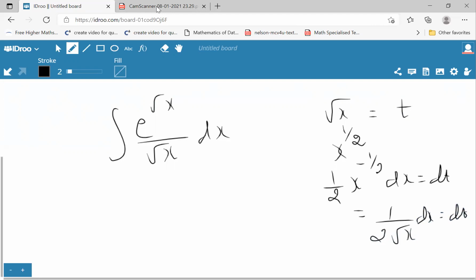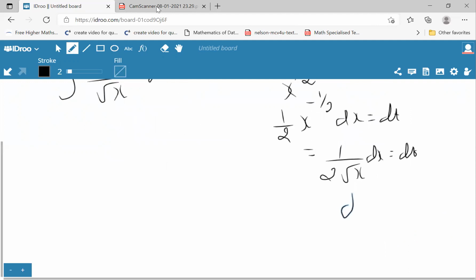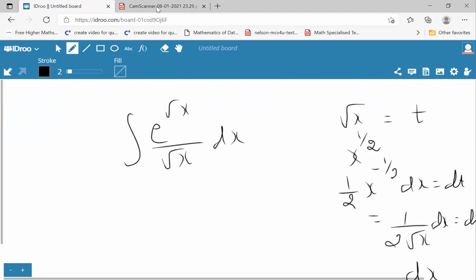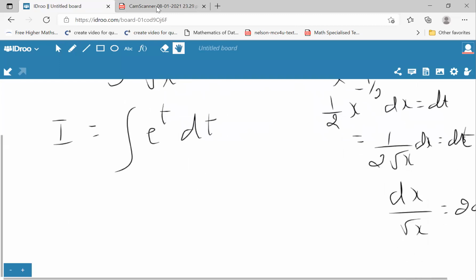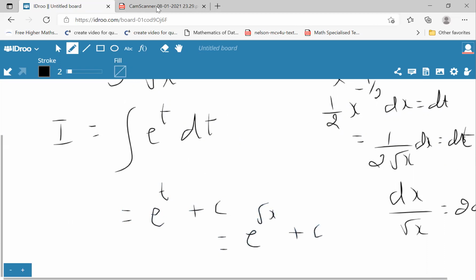Now we need only dx by root x. So dx by root x is equal to 2 dt. Now we can substitute in the place of dx by root x as 2 dt, and now this reduces to I is equal to e to the power of t dt. On integration, we get this to be e to the power of t plus c, or substituting back for t, you get e to the power of root x plus c.